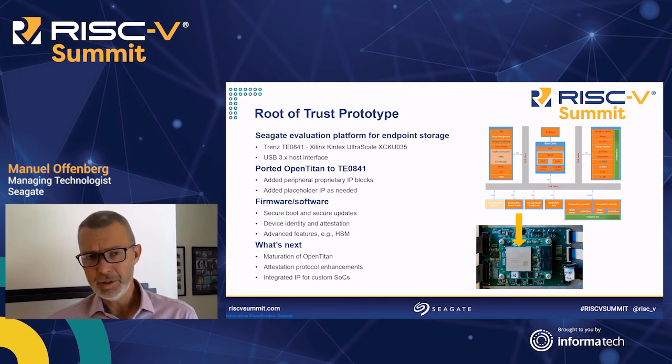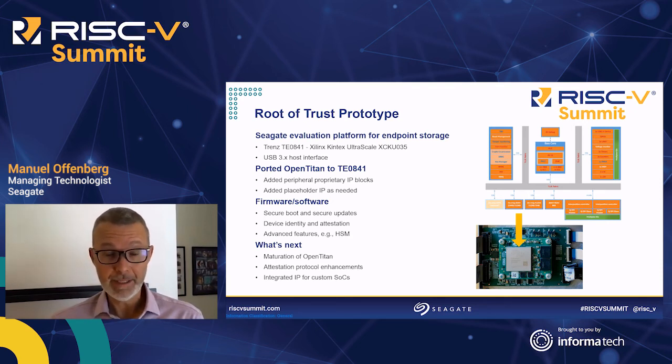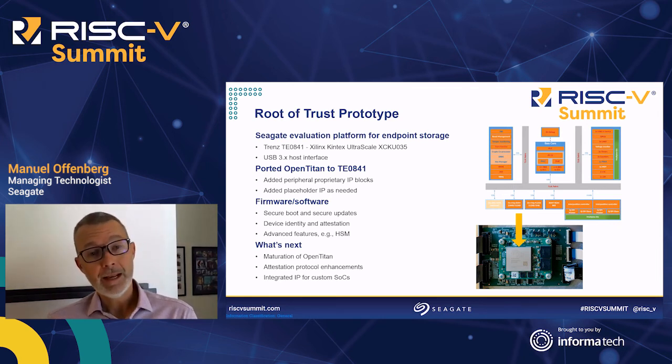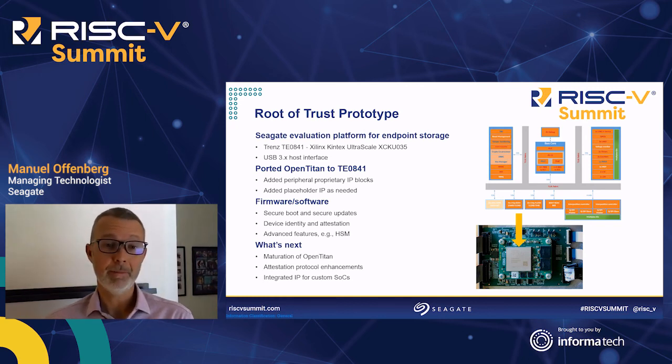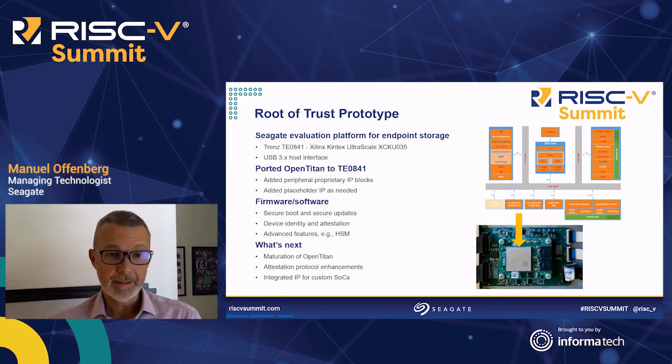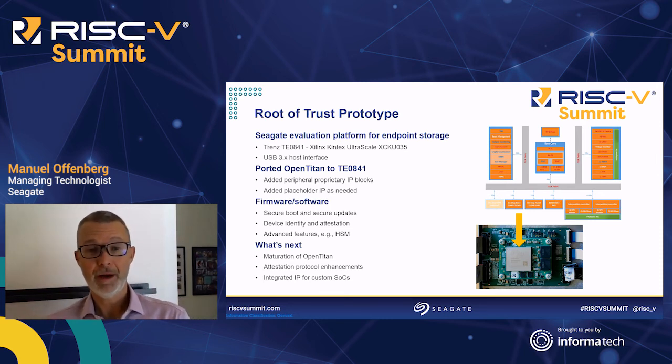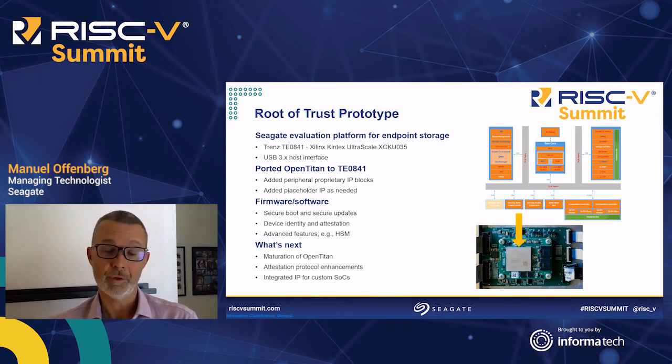Besides those key changes, we also added peripheral IP blocks where needed. In this case, Xilinx IP blocks for SPI, QSPI, and I2C, for instance. We added a placeholder IP block for not yet available IP in OpenTitan. We added proprietary IP blocks to enable advanced functionality, such as a SPI interposer or a reset controller. We also added an extender board for debug and bootstrap, and had to modify the power supply to support the addition of boards and FPGA.